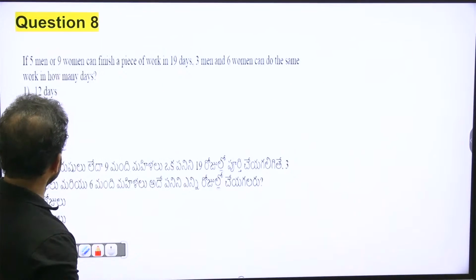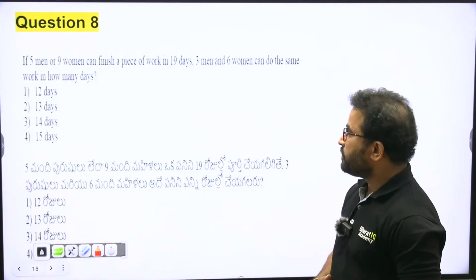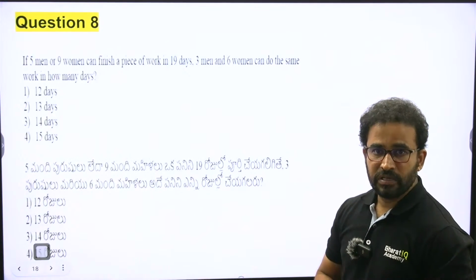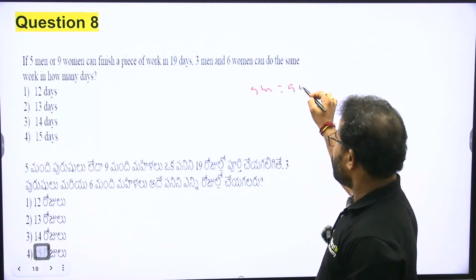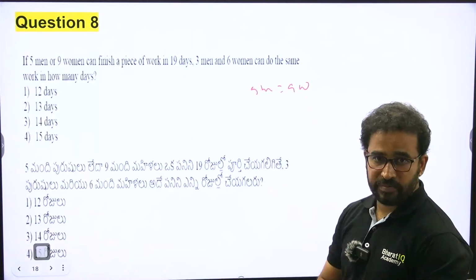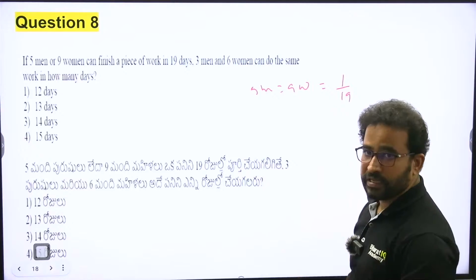Next question, they are asking to find out: 5 men or 9 women can finish a piece of work in 19 days. 3 men and 6 women can do the same work. So look at this one, 5 men equal to 9 women. No need to work this out based on the formula method. Formula method will take more time. It is nothing but everyday work we need to calculate.